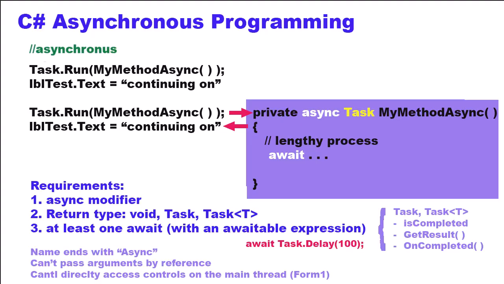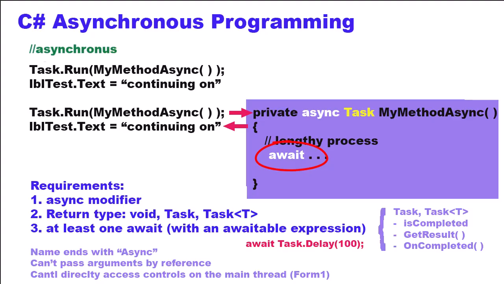And there are a few requirements for doing this. We have to have an async modifier in our method. And the method should end with the name Async. It doesn't have to, but that's tradition. It must include a return type of either void, Task, or Task of type T. So Task of type T, of course, is a generic, and that T can be an integer, it can be a string, it can even be a list or an array, and it must have at least one await command or await expression. Well, what is that?